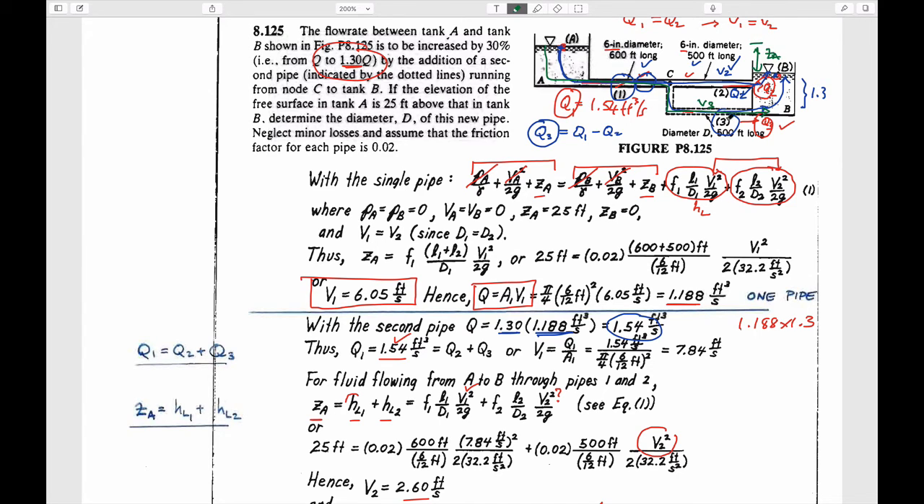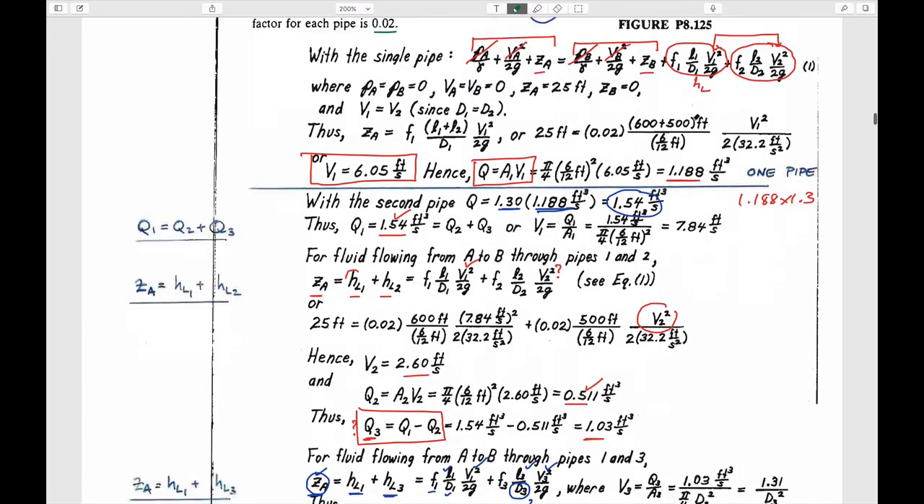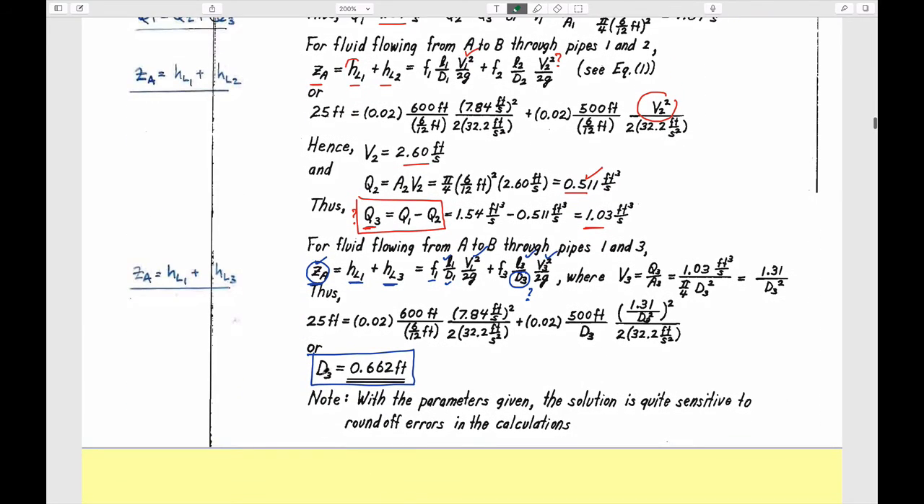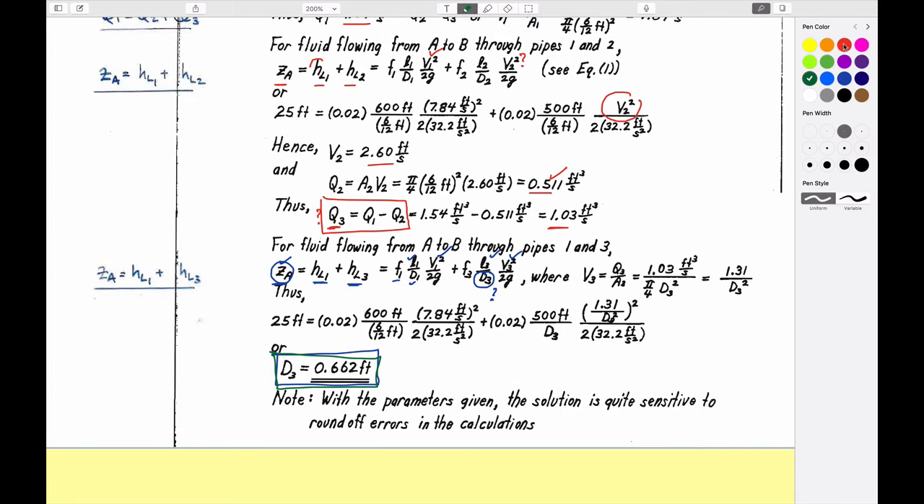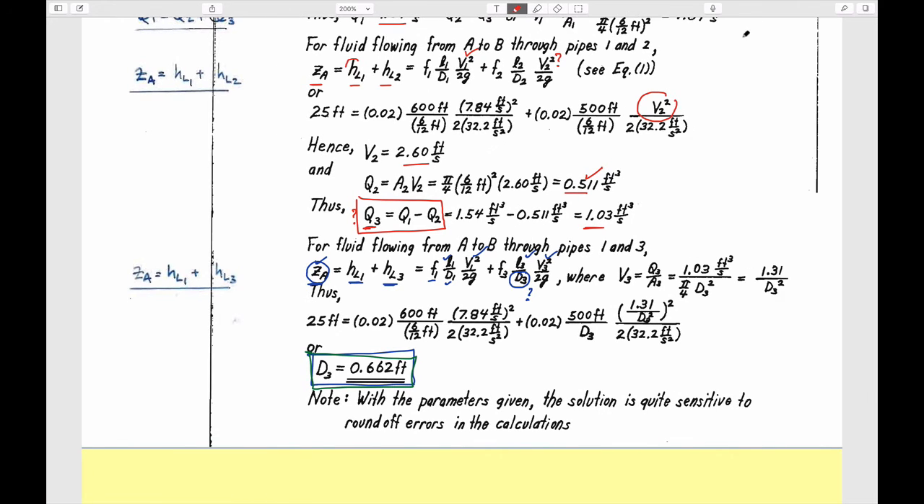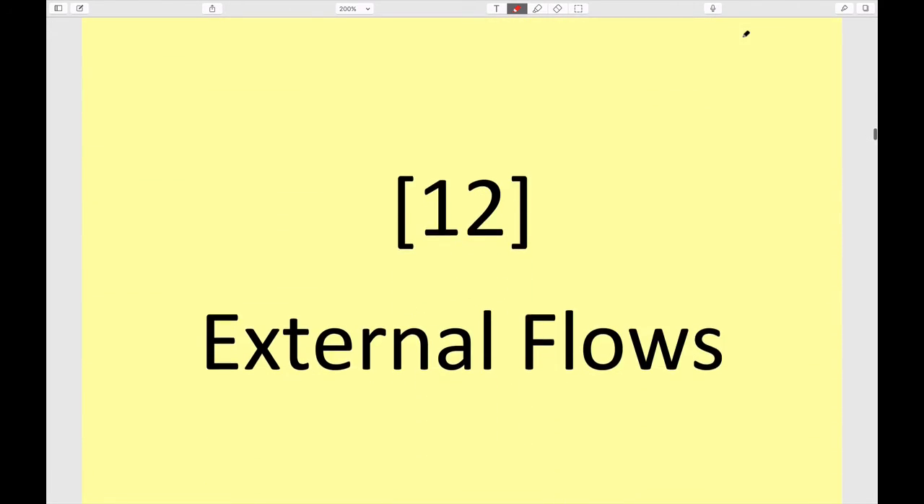And so the only thing we don't know is the diameter of this pipe. We know the length, we know the friction factor because we've been told that it's constant, and we don't know what the diameter is. And so the only thing that remains to be solved for is the diameter right here. So a bit convoluted, but that's basically the way to be able to do it. Okay. All right. External flows.